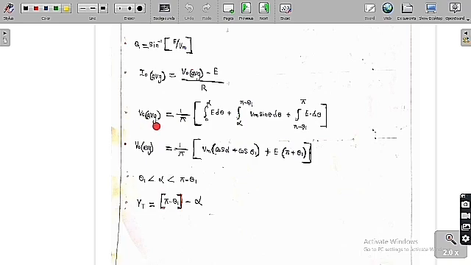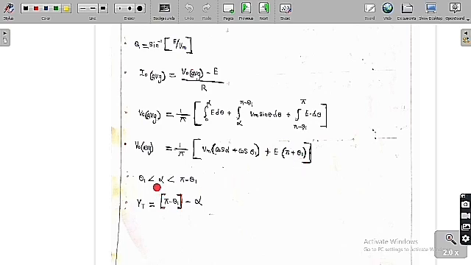If you want to find the average value of the output voltage, we can go for 1 by 2 pi into 2 times the integration of 0 to alpha E d theta, plus alpha to pi minus theta 1 Vm sin theta d theta, plus pi minus theta 1 to pi E d theta. You can apply this to get the average output voltage. After simplification we get 1 by pi into Vm (cos alpha plus cos theta 1) plus E (pi plus theta 1). So this is the average voltage of this waveform.